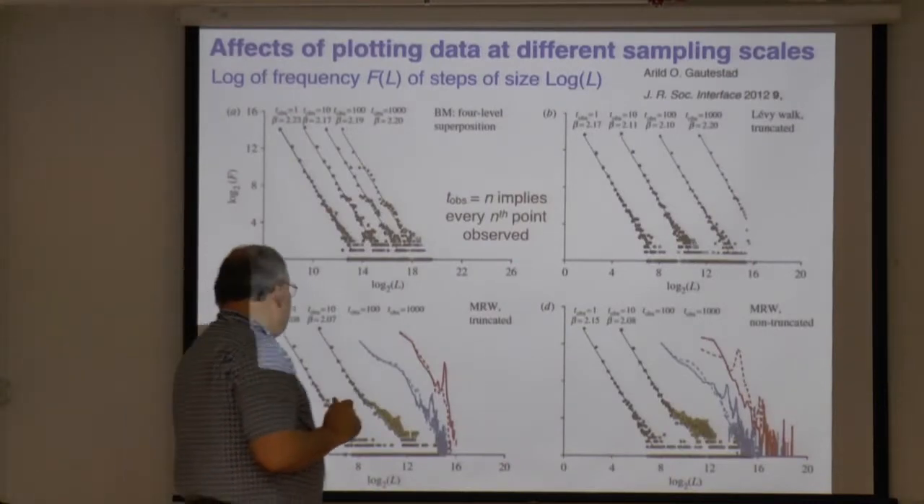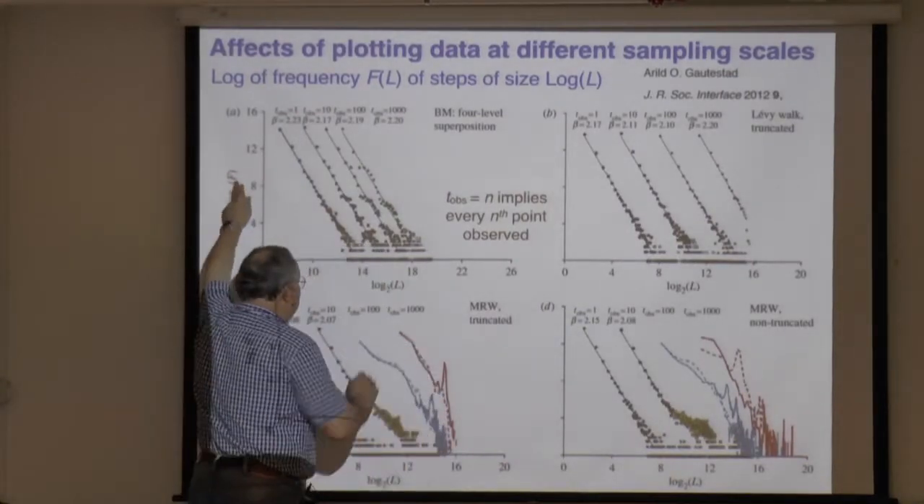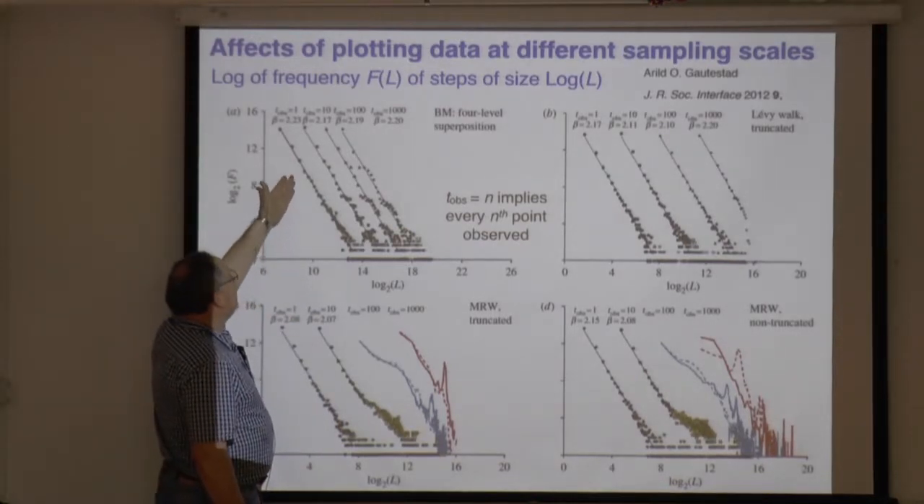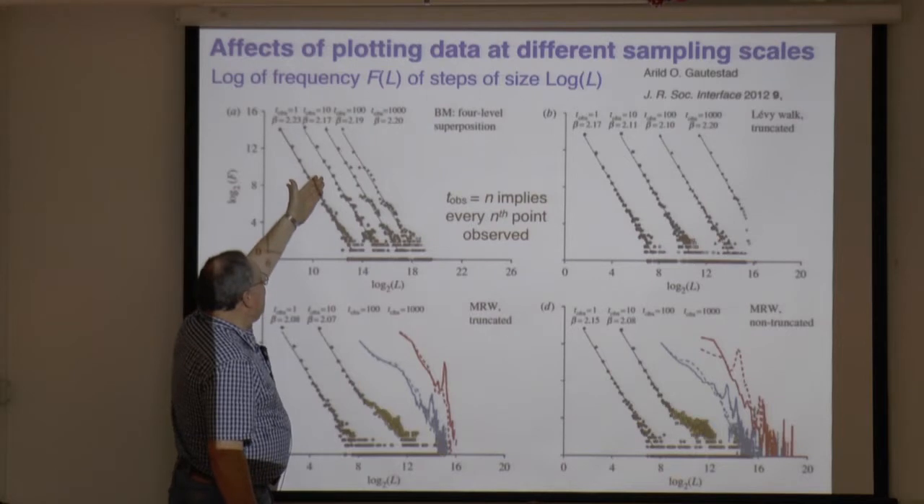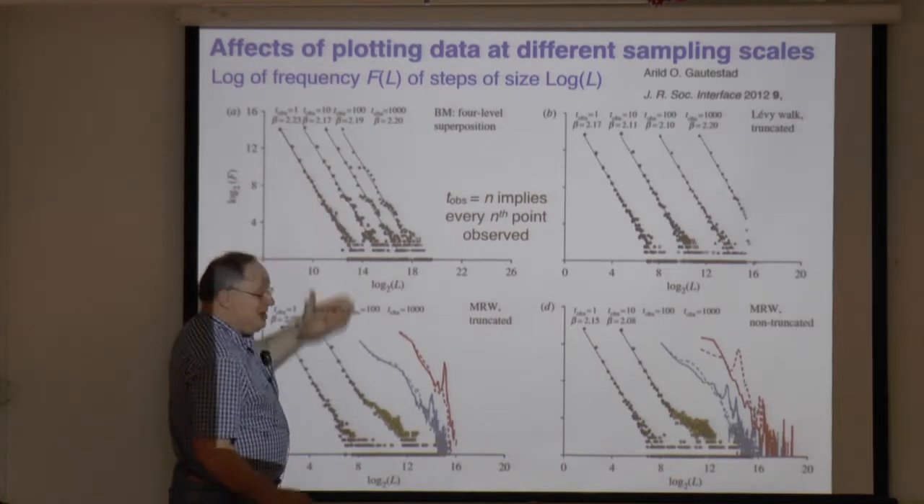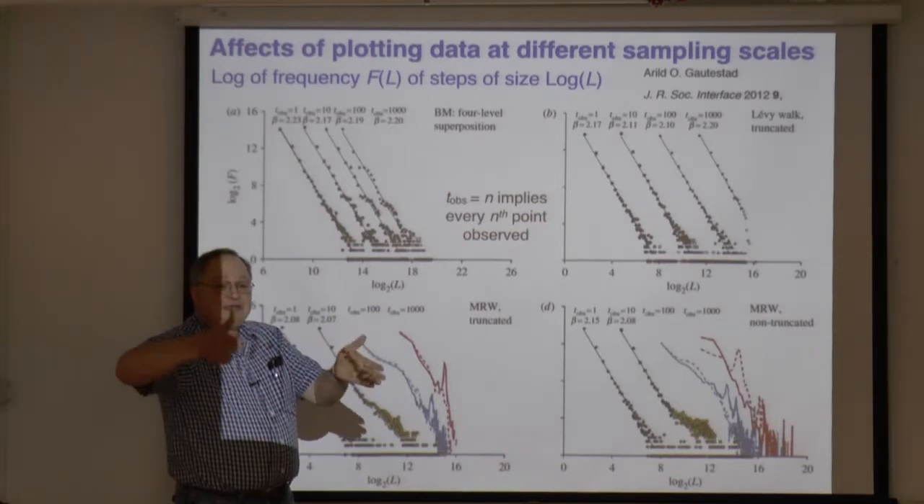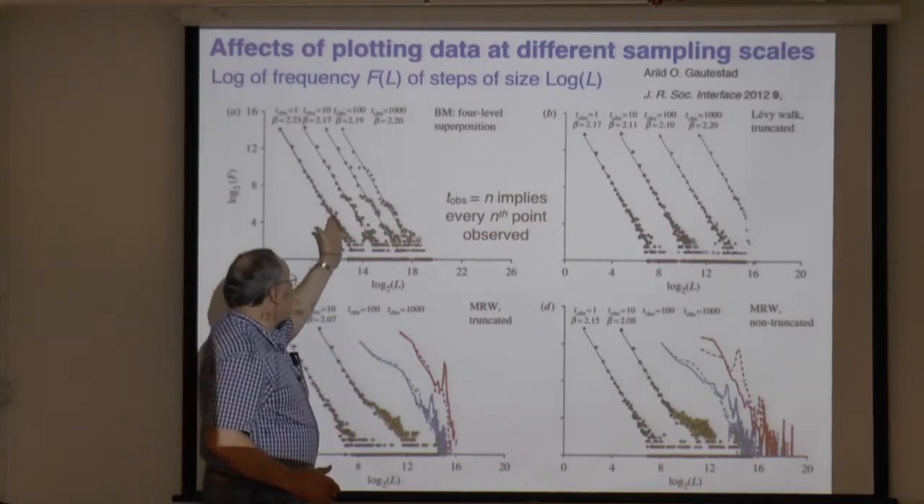And if you do a log plot of frequency versus step length, you'll see that as you sample less frequently, so it's not unexpected, the average step size is bigger. So these curves are shifted.